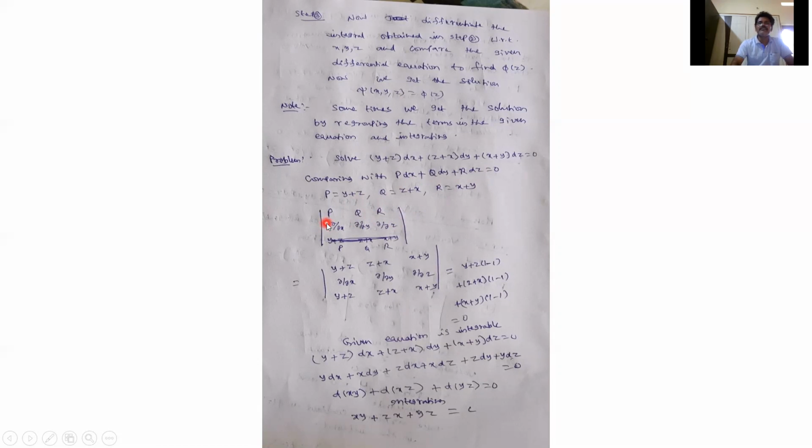So we have to find the determinant of PQR, dou by dou x, dou by dou y, dou by dou z. Here P is y plus z, Q is z plus x, R is x plus y. So y plus z into dou by dou y of x plus y, which is 1, minus dou by dou z of z plus x, which is 1, because we are doing partial derivative with respect to z and x we take as constant. That's why we'll get z plus x times 1 minus 1.